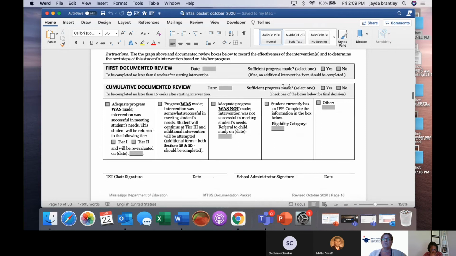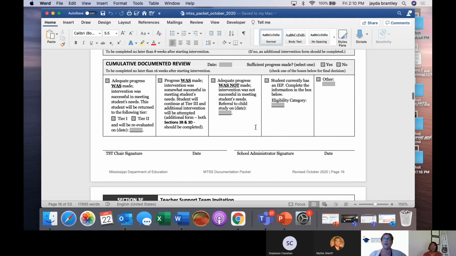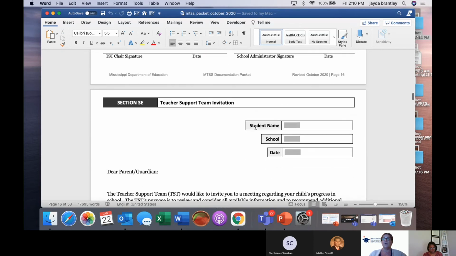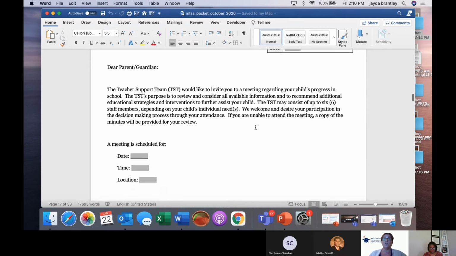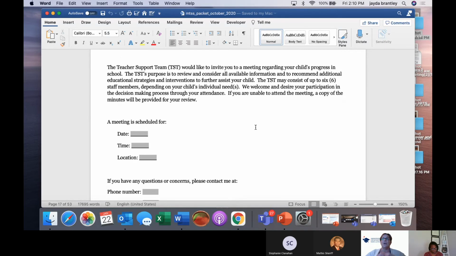And then again, have we made sufficient progress? And then we make our decision down here about whether or not it was made and what our next step needs to be. This sheet is for an invitation to the TST meeting. So this goes home to the parent to invite them to the meeting.